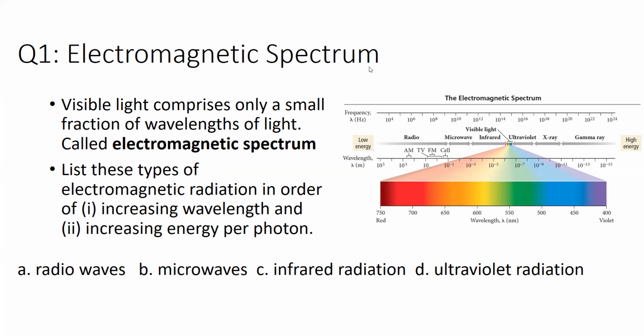And some things to look at on this. Here we have frequency. Remember, frequency is just how many times a wave passes a certain point in a given time. And it has the units of a hertz. And we also have wavelength, which is just the distance between waves from peak to peak. And we also have energy here, from low energy to high energy.